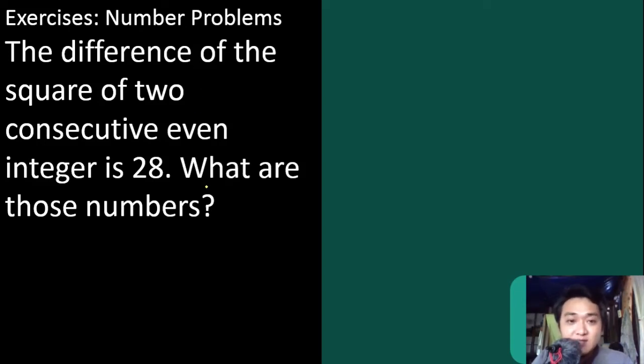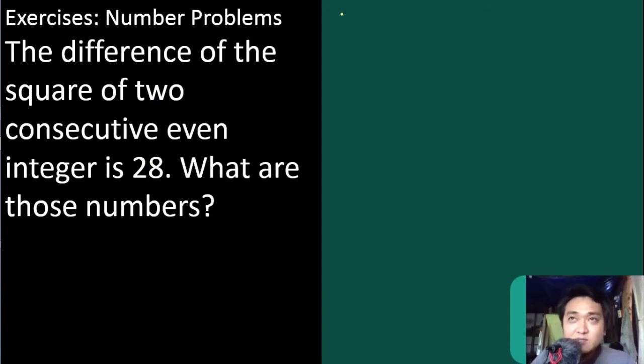Ang hinahanap natin is what would be those two consecutive even integers na yung difference ng squares nila is equivalent to 28.